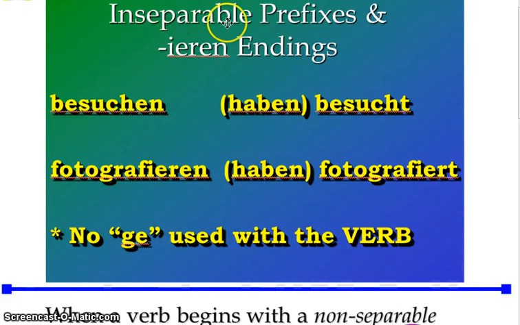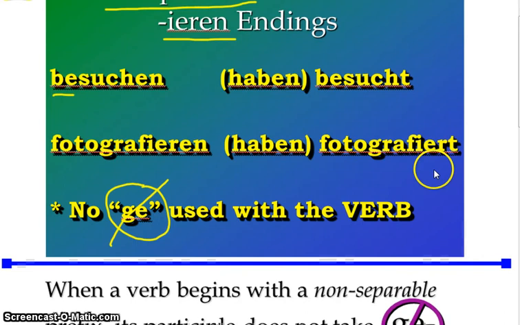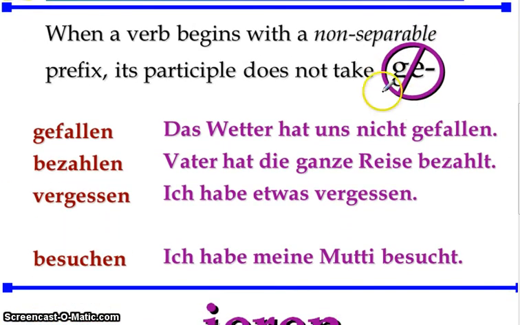The other thing that happens is some verbs have inseparable prefixes, and because they're inseparable prefixes, they take a separate rule, as well as verbs that end in iren. So one example is besuchen. Be is an inseparable prefix. So you can't have gebesucht, it's just besuchen, besucht. Anything that ends in iren is the same. You do not use the ge. So fotografieren, ich habe fotografiert. If you have that inseparable prefix, remember, don't use ge.